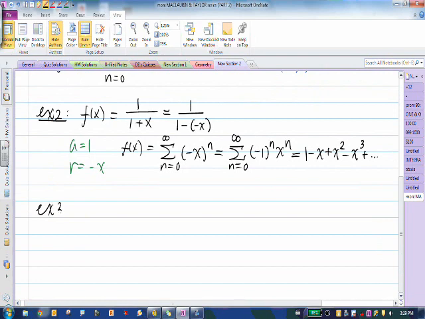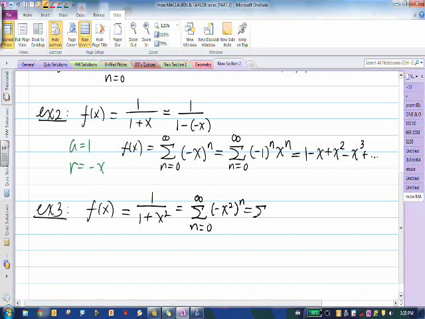Let's look at a third example. All of these are actually from the table of common Maclaurin series we've looked at in class. So let's change it just slightly. What if it's 1 over 1 plus x squared? Well, we can write this as sigma n equals 0 to infinity. What is a in this case? It's 1, so I'm not going to write that down. And r in this case is negative x squared, to the n.